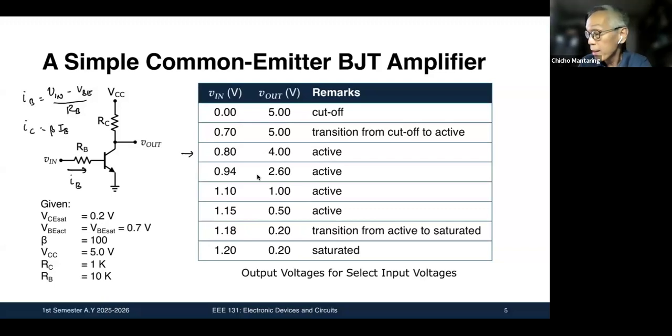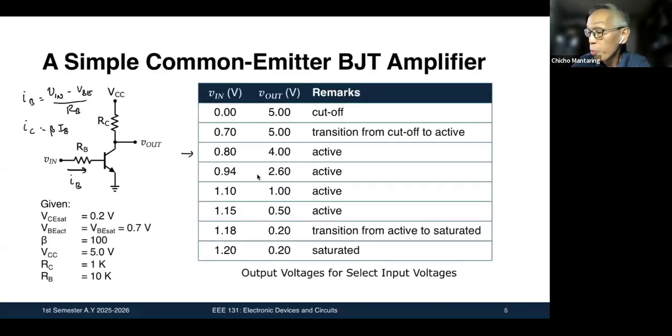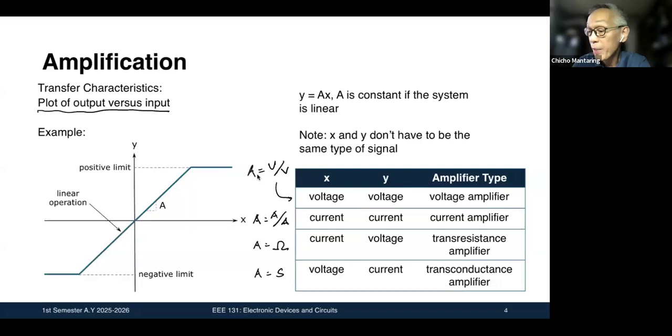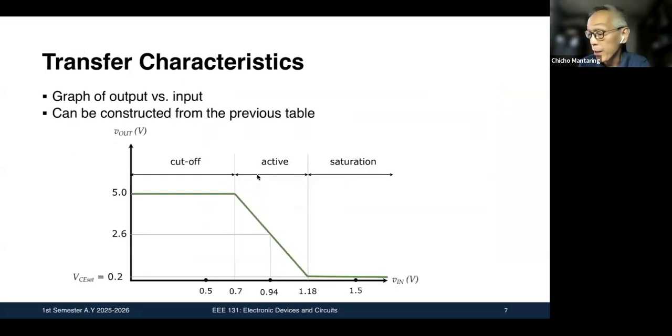Okay, so what am I going to do next? What I'm going to do next is plot this. I'm going to plot V out versus V in. Those are my transfer characteristics. Remember what we said? Your amplifier can be characterized by its transfer characteristics. This is a plot of your output versus your input. So I want to plot my output, which is a voltage, versus my input. So this is actually a voltage amplifier, if it indeed amplifies. And this is how your plot will look.